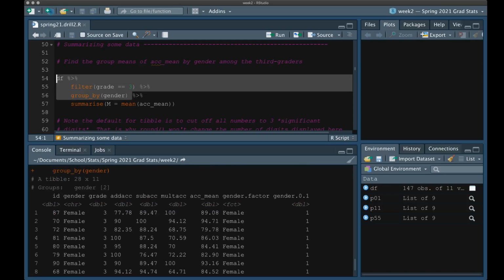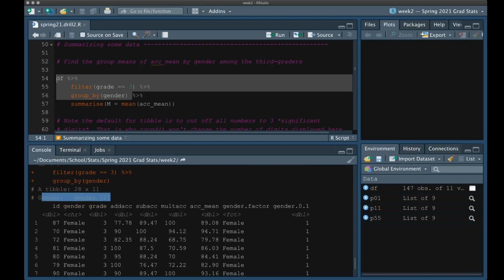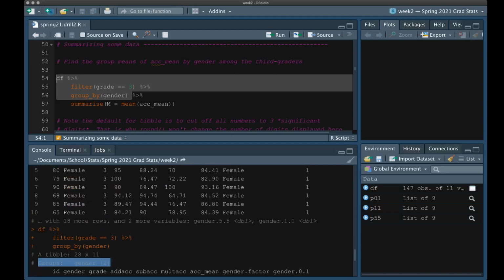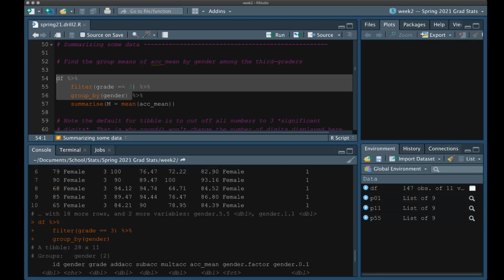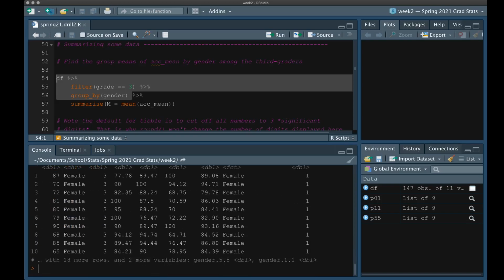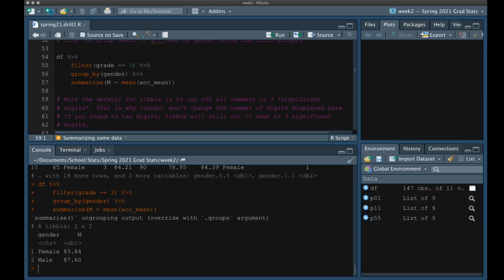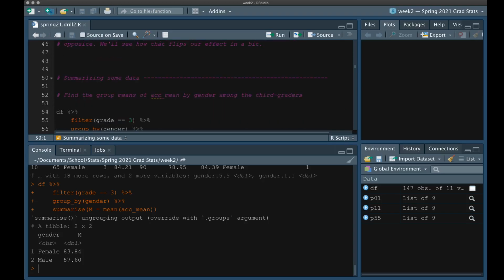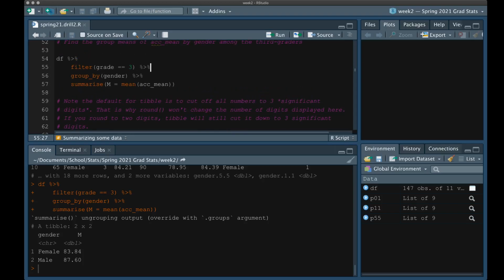At this point, if you just run those 3 lines, everything else turns out the same. It looks identical to this because it hasn't actually done anything with those groups, except it does at least acknowledge here that it is grouped by gender and that there are 2 levels of that grouping variable, whereas before there was no grouping variable. So now that we've grouped it, all we got to do is tell it to summarize, and we'll tell it to give us some variable called m, and that's the mean of ACC mean. And so when we run this line, we have our means for females and males here.